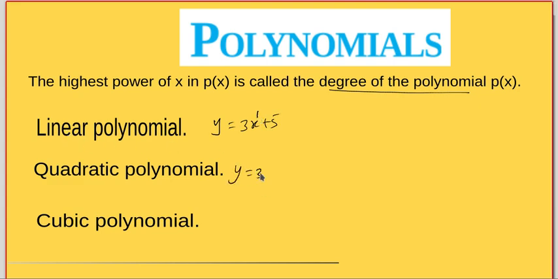Suppose y equal to 3x square plus 4x minus 5. It is a quadratic polynomial because the degree of this polynomial is 2. y equal to 4x square minus 5x plus 7 plus 3x cube. Okay. So the highest power of this polynomial is 3. So degree is 3. So it is a cubic polynomial.